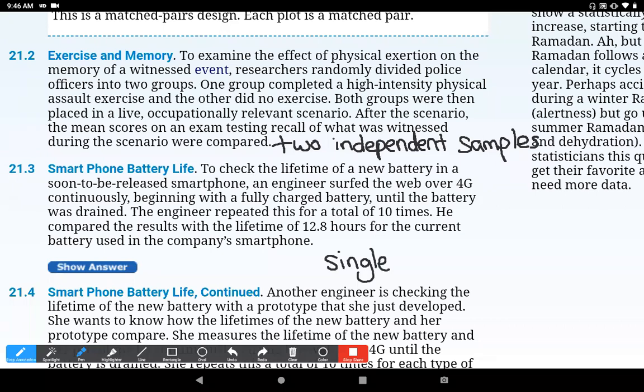So if you look at the difference between 2 and 3, right? Here, the engineer repeated this 10 times for n equals 10 sample size, right? And in exercise 2, we randomly divided officers into 2 groups. One group did high intensity, the other group did none, no intensity.